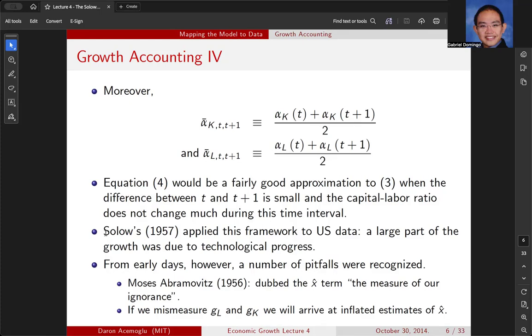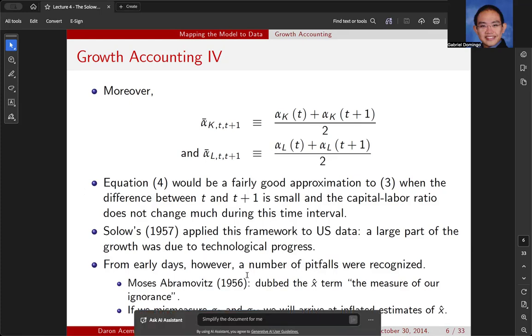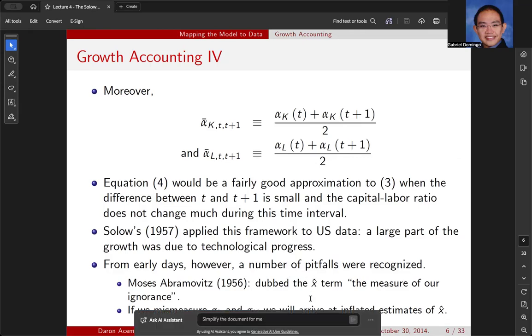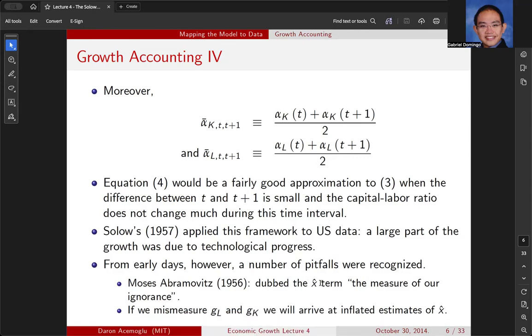A couple of other interesting things here. A number of pitfalls were recognized. This is an interesting famous quote by Abramovitz. He dubbed X hat, which is TFP growth, the measure of our ignorance, everything that we don't know about the sources of economic growth. The growth in Y is all lumped into TFP growth, X hat.